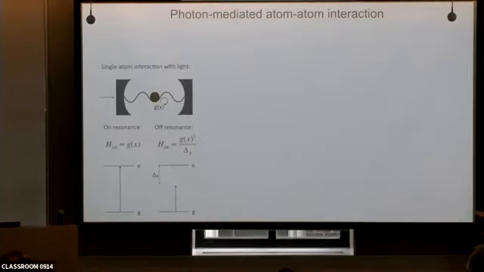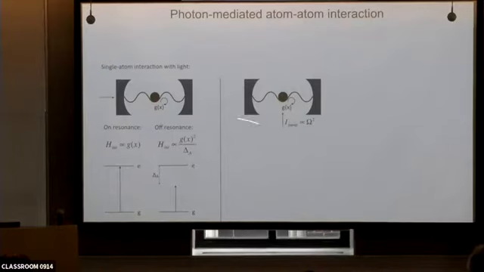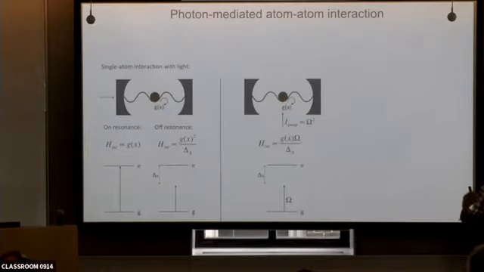So we can fix that by pumping the atom directly. So it's kind of a symmetric case where you transfer excitations in the system first by going into the atom and then into the cavity. And then the interaction Hamiltonian looks like this, where you have an odd order of your coupling constant. So that's fun.